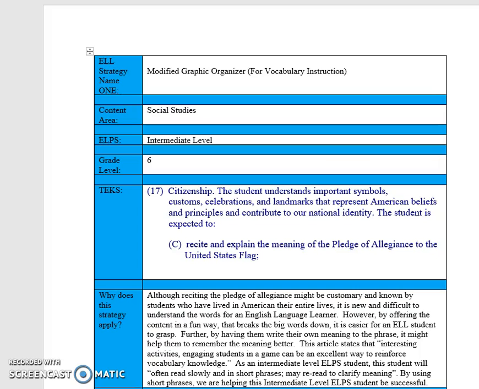This strategy is called a modified graphic organizer, and I used it specifically for vocabulary instruction. My content area is social studies. My ELPS is at an intermediate level, grade 6, and the text that we're working on is reciting and explaining the meaning of the Pledge of Allegiance.